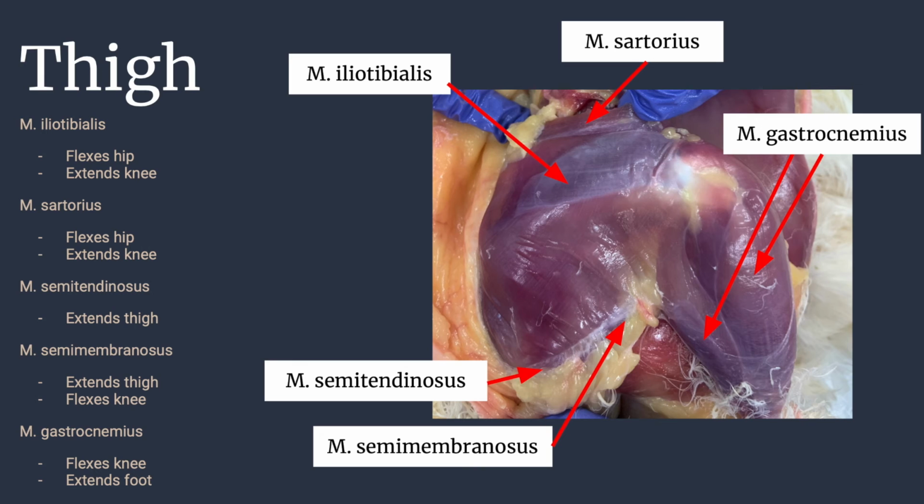Moving on to the thigh, you can see the iliotibialis, which flexes the hip and extends the knee. You can see the sartorius, which also flexes the hip and extends the knee. You can see the semitendinosus, which extends the thigh, the semimembranosus, which extends the thigh and flexes the knee, as well as the gastrocnemius, which flexes the knee and extends the foot.